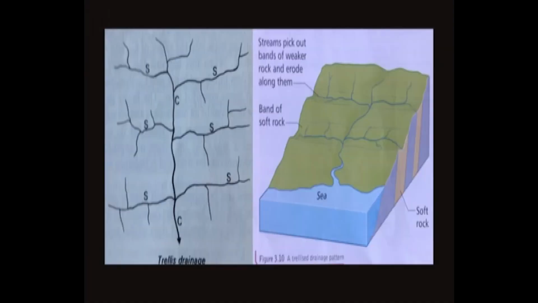The trellis pattern is formed by those consequent streams which run parallel and are joined by lateral consequent streams almost at right angles. It also shows a fault affected area. In the rectangular pattern also, the streams meet at right angles like in trellis pattern, but in this case the stream spacing is wider. Rectangular pattern is commonly controlled by intersecting faults or joints.